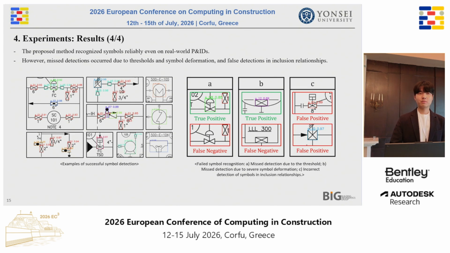And our method successfully recognized most of the symbols. However, we observed some failure cases of 3 types. Missed detection occurred when similarity fluctuated around the threshold, or when symbol deformation exceeded our pre-processing range. And false detection occurred in inclusion, when a smaller symbol with a high IOU is recognized instead of the larger one.